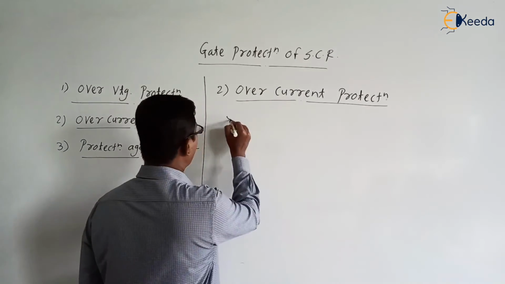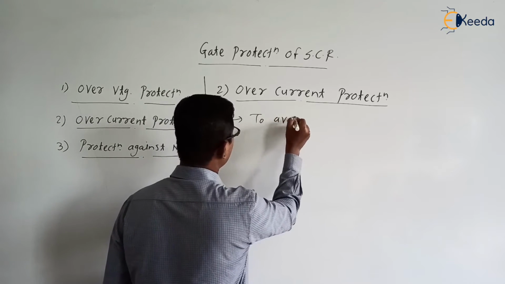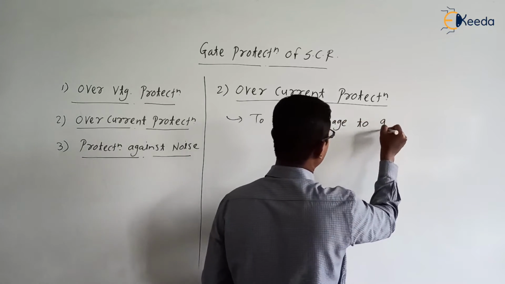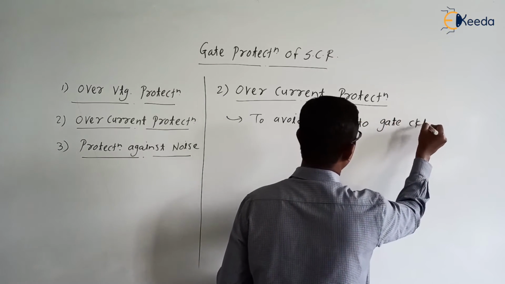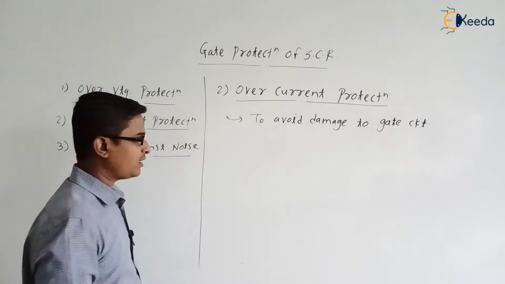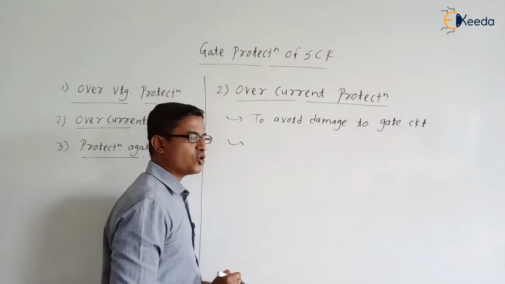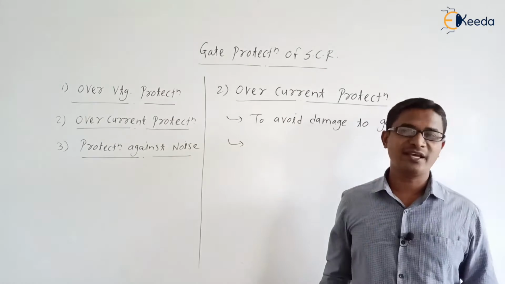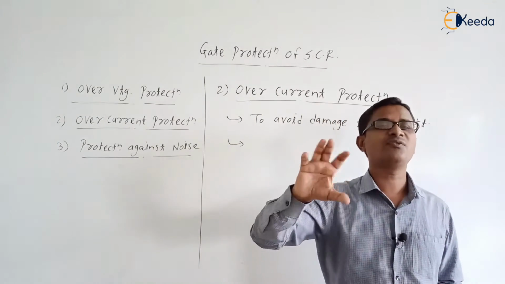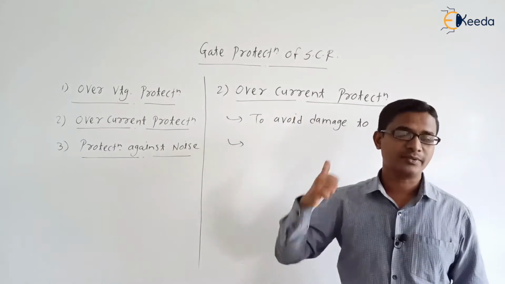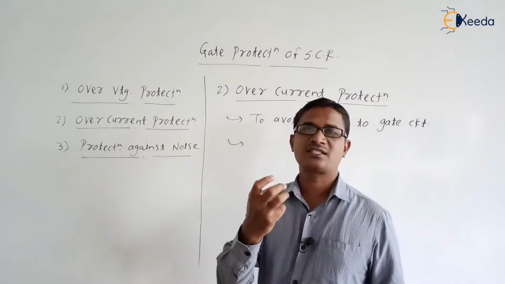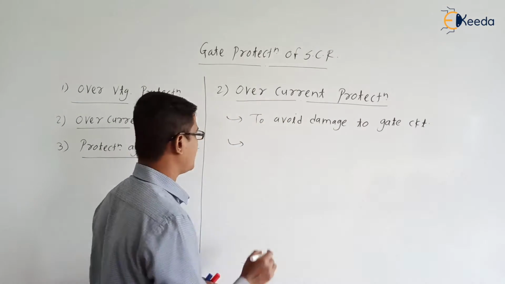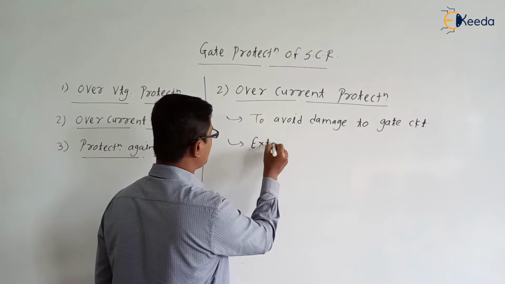So in order to avoid damage to the gate cathode circuitry, we need to protect it against overcurrent. How can we protect the SCR against overcurrent? Here we need not connect a fuse. Be careful, here overcurrent means the range of the current will be very low compared to the anode current. Only the connection of an external resistor is sufficient to protect the gate cathode circuitry of the SCR against overcurrent. So an external resistor can do the job.